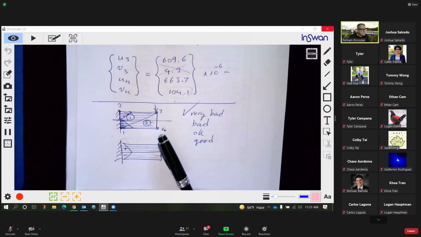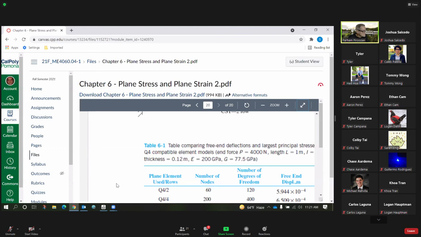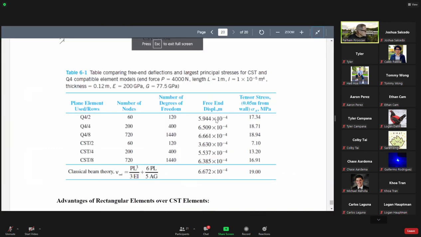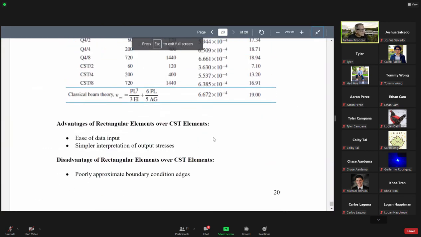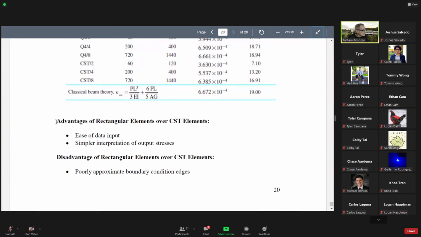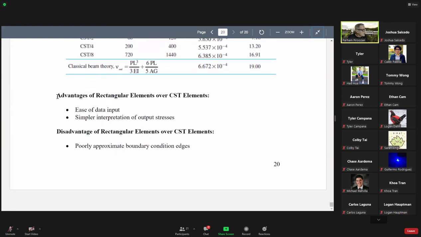All right, with this one, let's go back to our document. A couple of just notes here I have to complete this discussion. Advantages of rectangular elements over constant strain triangular element. It is easier to create the input, create the mesh, and simpler interpretation of output stresses. Stresses are easier to see because these sides are parallel with the sigma x and sigma y.